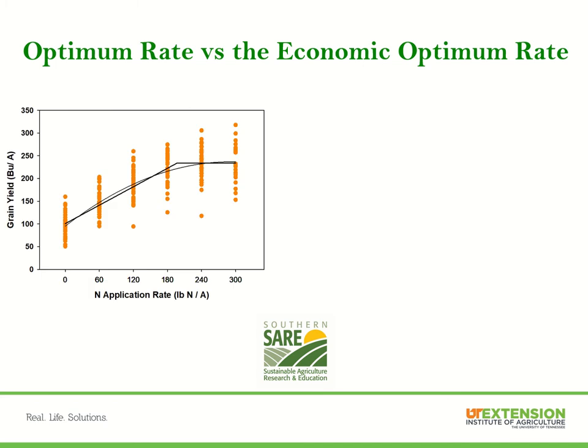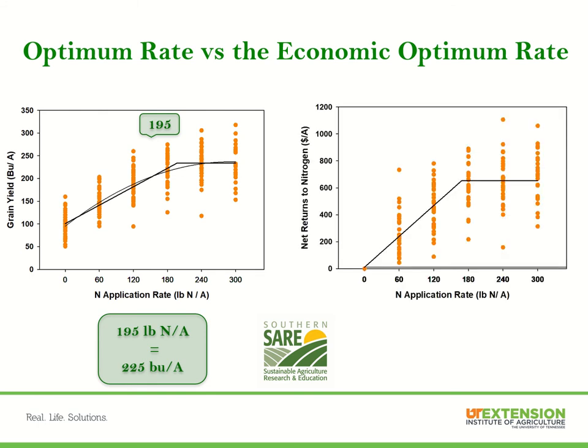So based on our study, again, on the y-axis you have the grain yield, and on the x-axis you have the nitrogen application rate. What we realized is that the optimum rate was 195 pounds of nitrogen per acre, maximum rate, and that would give us a yield of about 225 bushels per acre. Again, when we looked at the economic optimum rate, 162 pounds of nitrogen per acre was the economic optimum rate, which will give us a yield of about 210 bushels per acre.